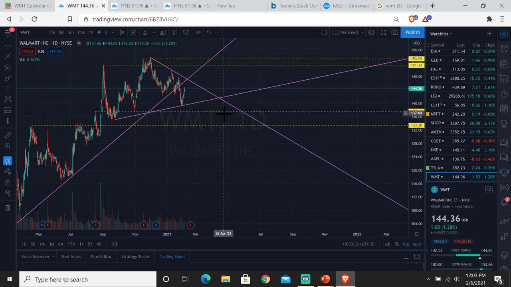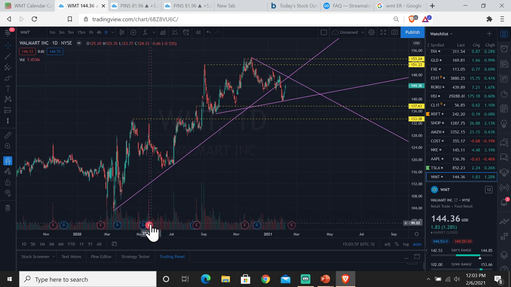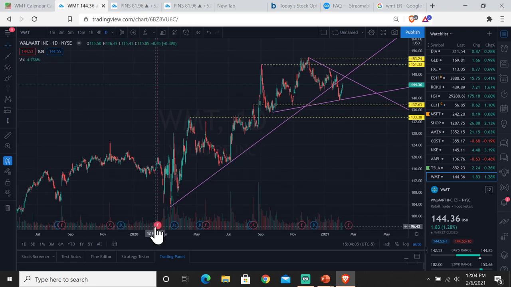So ER is on the 19th. See what it did on the previous ERs. 148 to 154, $6 move. This ER over here, 137 down to 129, so $8 move. Over here, we see a massive candle here. 131 to about 124, so it's about $7. So yeah, let's look at this one too.